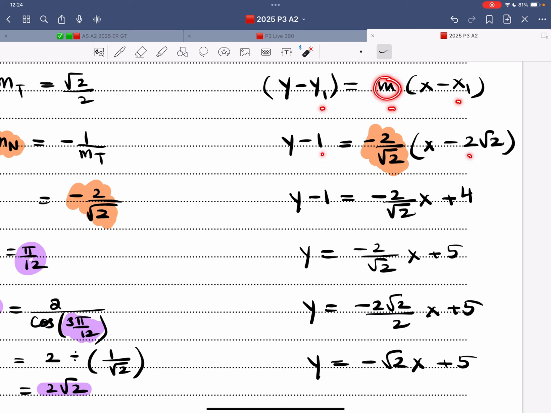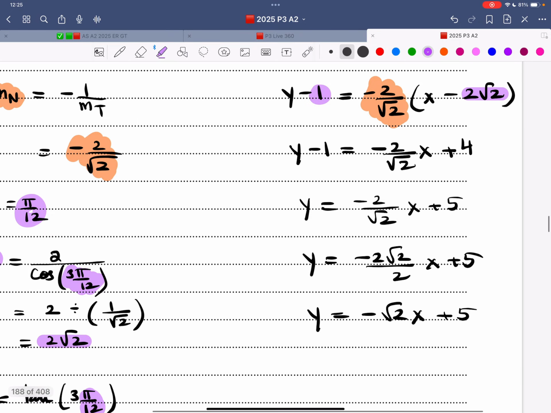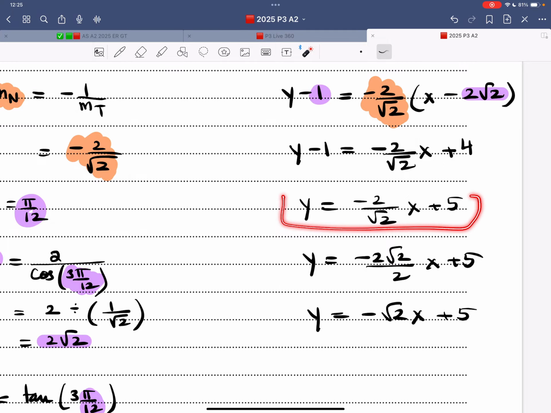So plug in the point over here. So that is 1 over here. That is 2 root 2 over here. The gradient is over here. Now open up the bracket. When you open up the bracket, these two would cancel out. You're getting this. And now I could have left the answer in this form, but I feel better to rationalize it.